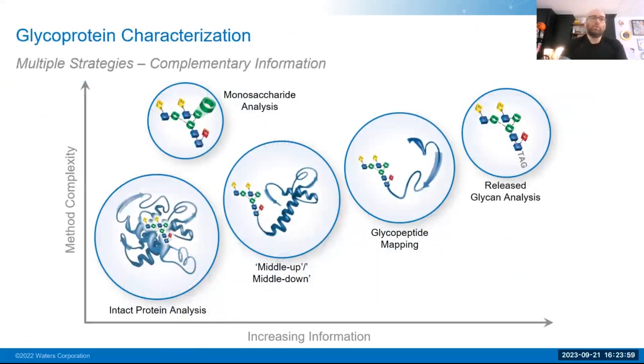So when we look at glycoprotein characterization, looking at method complexity and the actual depth of information you can get, we have a variety of different spaces we can look at, specifically the intact protein, more of the middle-up or minimal digestion approach, depending on if we're talking about mAbs or just general recombinant proteins. We have the glycopeptide mapping approach, as well as the released glycan analysis approach. We won't touch on the monosaccharide analysis, but that is a space that we can and do offer solutions in if that is of interest.